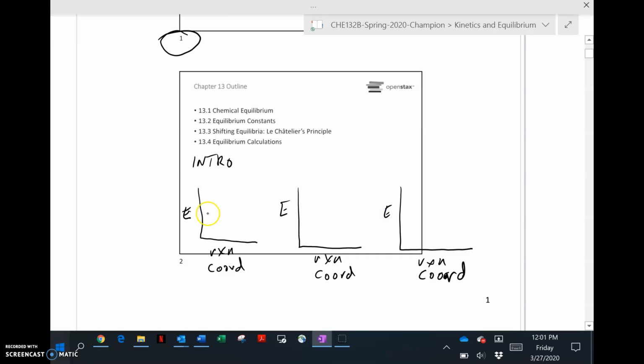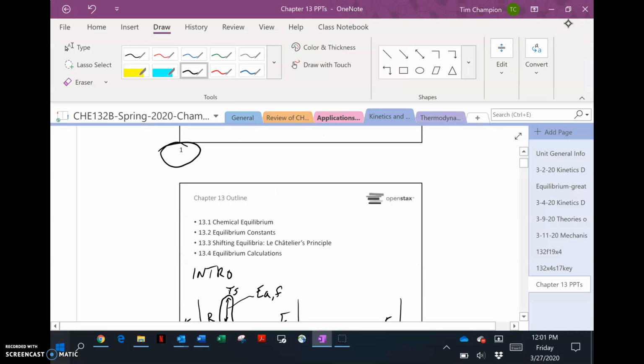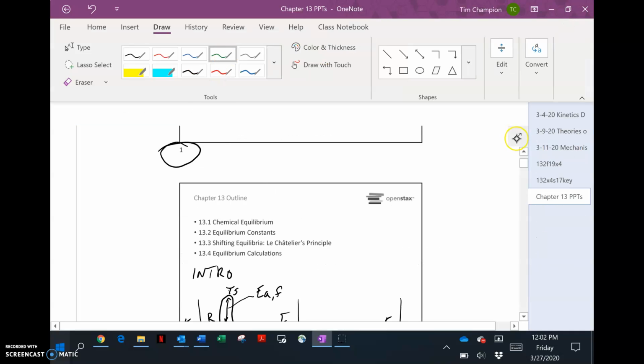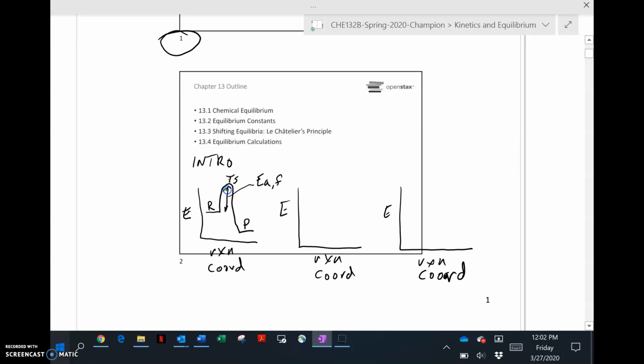And we've talked about something looking like this, where this is our reactant labeled R, this is our product labeled P, and this hump in the middle is where the transition state is, and the distance from there to there is the activation energy for the forward reaction. And if I change colors here, I'll do it in green. The distance from up there all the way down to here in green is the activation energy for the reverse reaction.